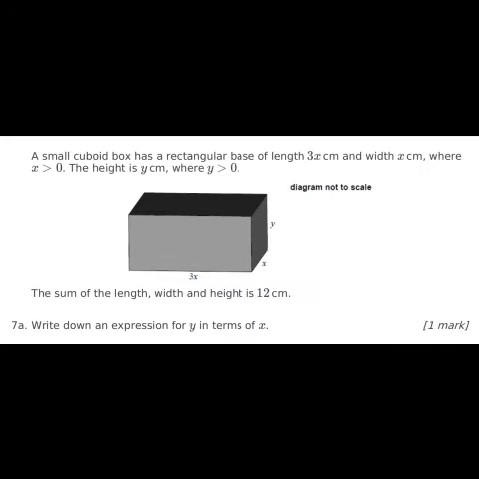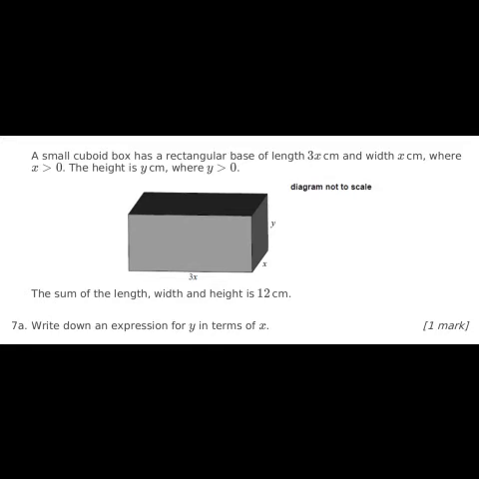A small cuboid box has a rectangular base of length 3x centimeters and width x centimeters, where x is greater than 0. The height is y centimeters, where y is greater than 0. The sum of the length, width, and height is 12 centimeters. Write down an expression for y in terms of x.